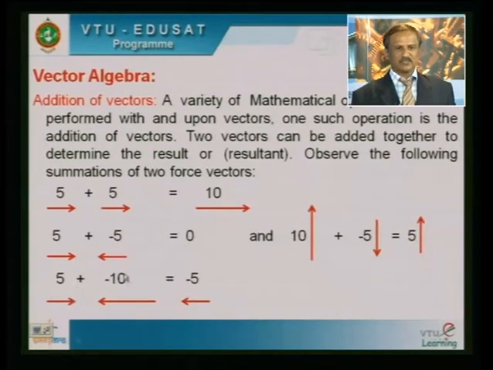So 5 plus minus 10, is it clear? The magnitude of this vector is minus 10, and the magnitude of this vector is 5. If you add these two vectors, I hope you will get minus 5, is it clear? Similarly, the magnitude of this vector is 10, and 10 plus minus 5 is equal to, I hope you will get 5. The directions of these two vectors are opposite, is it clear? I hope we discussed these things in the last session, right? Now I want to apply the same concept to an application.